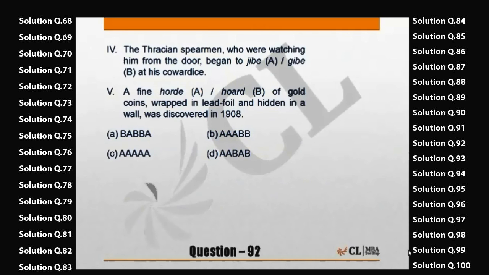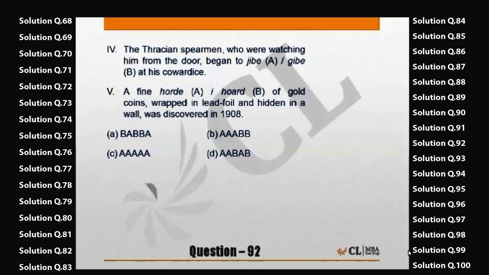Sentence number 4 reads, the Thracian spearmen who were watching him from the door began to jibe at his cowardice, which means they were making fun. Which is the word here? The answer is G-I-B-E, which means to make fun of someone, and that is why it's the correct word in sentence 4. Jibe, the other one, which is J-I-B-E, is to be in agreement with somebody or something.